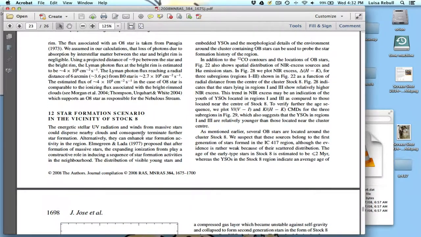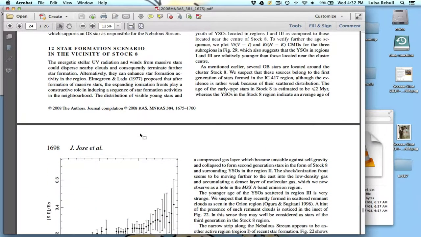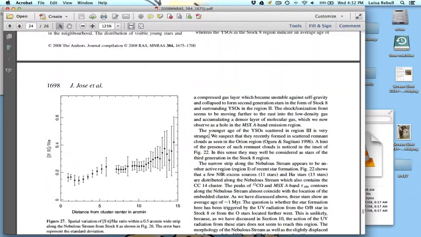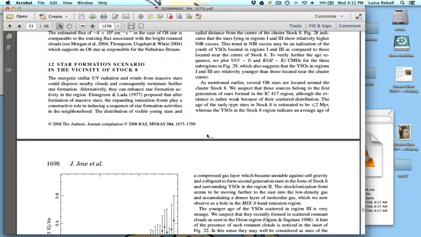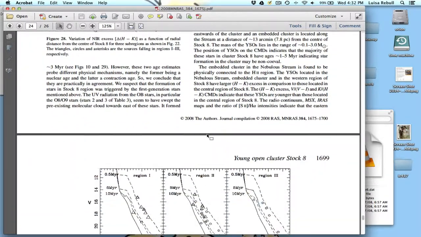They say, okay, this is what we think is going on. This is what we think formed first. This is what we think formed second. And they even think that there's a third generation of stars that they can find. So that's interesting too. Not something that we can necessarily spin into the proposal, maybe, but it's worth reading a little bit. And then they summarize what they found.